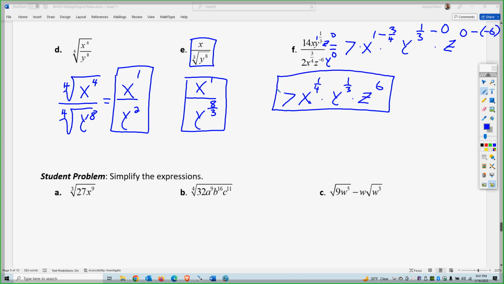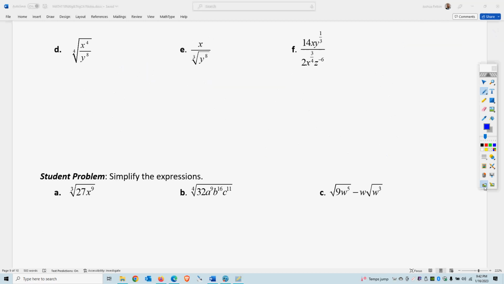You can rewrite them in radical form if you want to. So 7 times the fourth root of x times the third root of y times z to the 6th. Either one of those is a sufficient answer. At that point, it's a matter of what the question calls for. Does it call for exponent or radical notation? It doesn't call for either one in this case, so it's really a preference. All right, try the student problems.